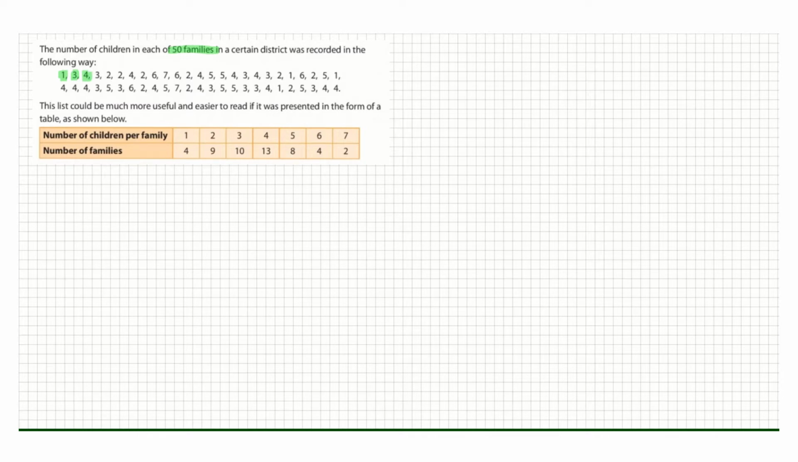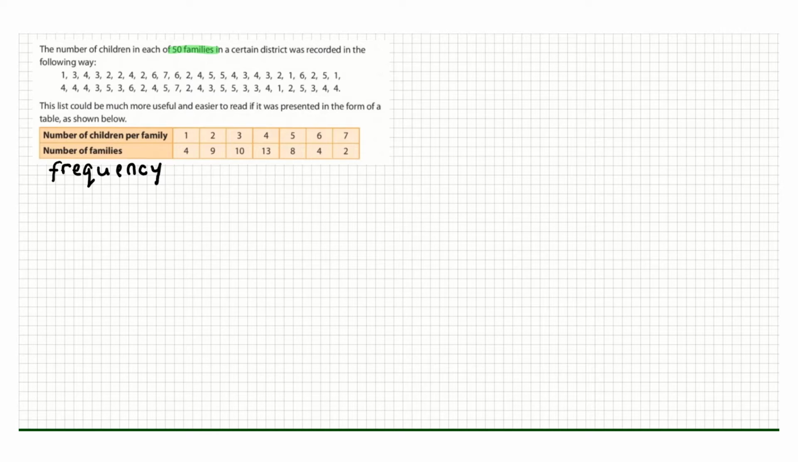Below we have a frequency table which organizes the data for us a little better. So number of families: 4 families had 1 child, 9 families had 2 children, 10 families had 3 children, 13 families had 4 children, and so on. I want you to associate number of families with this word, frequency. So, how many?